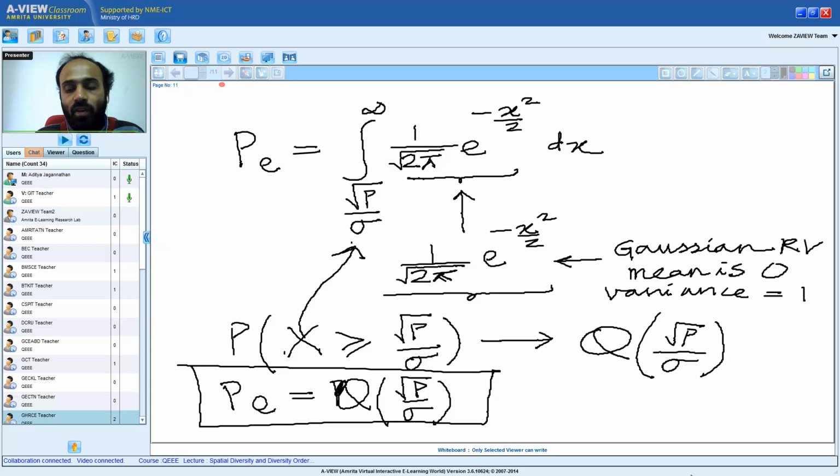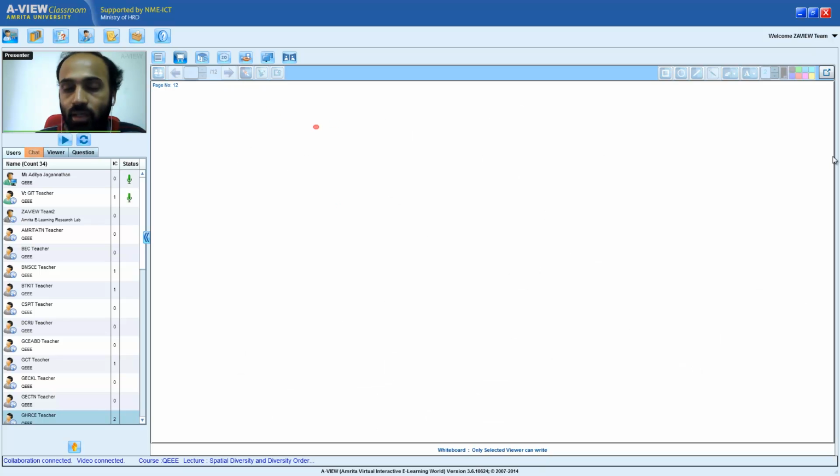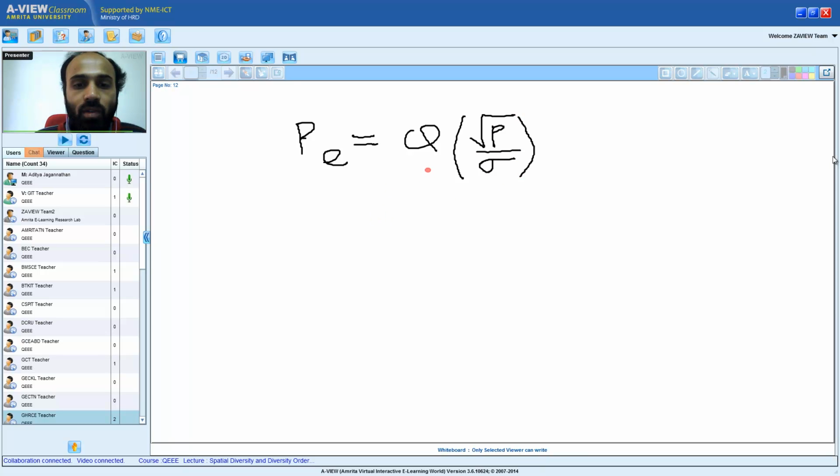So what we have proved so far is the following. The error probability corresponds to the noise of variance sigma square being greater than or equal to square root of P, which is the Q function of square root of P divided by sigma. This can also be written as Q of square root of P divided by sigma square.